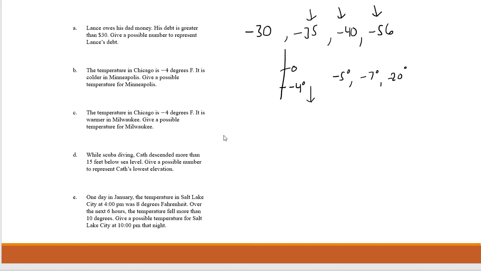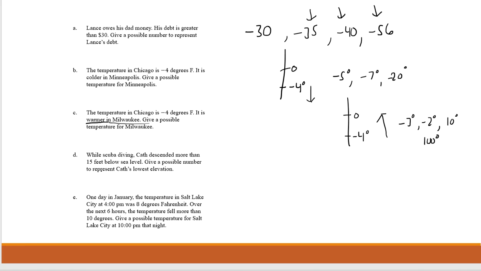Okay, the next one says the temperature in Chicago is negative 4 degrees Fahrenheit. It is warmer in Milwaukee. So if this is our thermometer and the temperature in Chicago is negative 4 degrees, and we are giving a temperature that is warmer, any temperatures that would be above the negative 4 would be warmer. So you could have said negative 3 or negative 2. You could have even given a positive temperature like 10 or 100. All of these would be examples of temperatures that would be warmer.